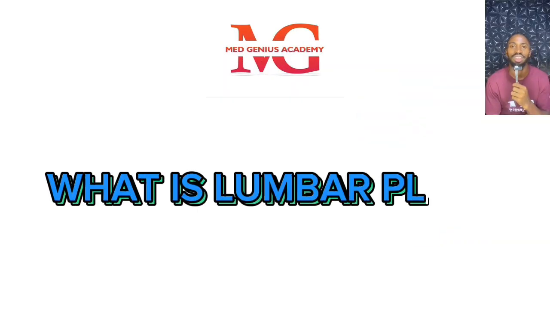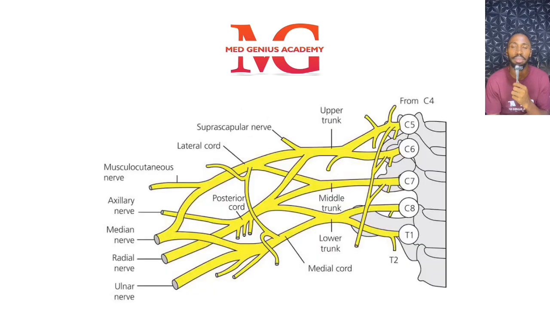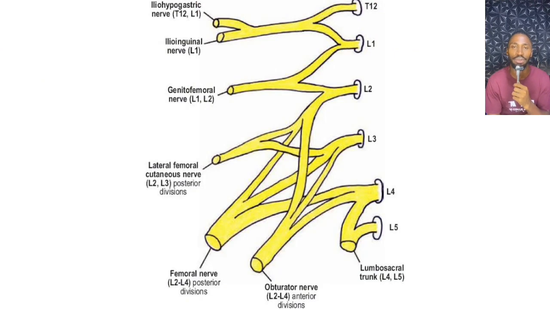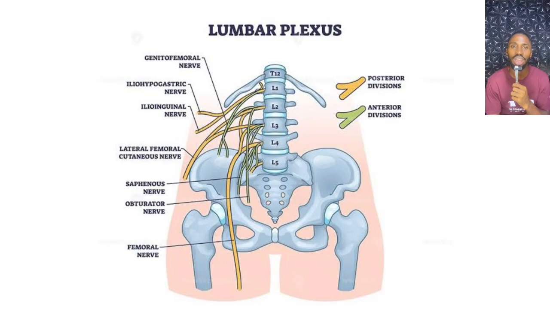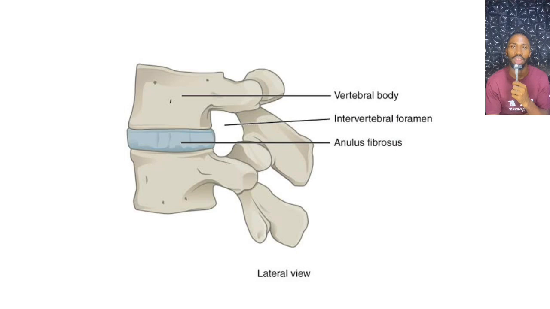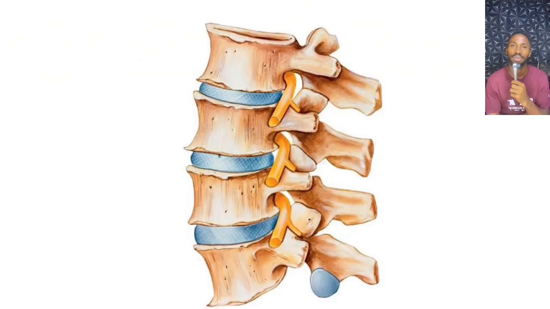What is the lumbar plexus? Just like the sacral plexus, just like the brachial plexus, the lumbar plexus is an interconnection of what? Nerves that emanate from the intervertebral foramen of the lumbar vertebrae. So very simple. In between the vertebrae, there's always an intervertebral foramen where the nerve leaves from the spinal cord to innervate any part.